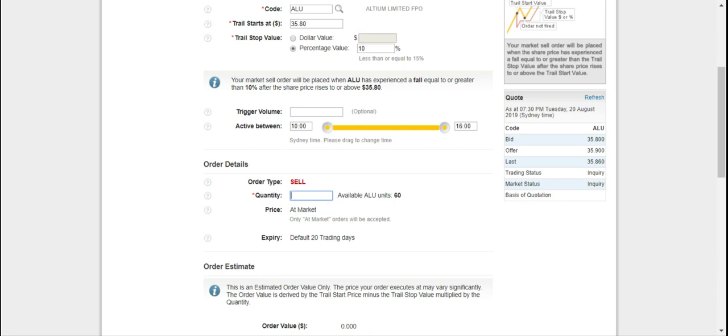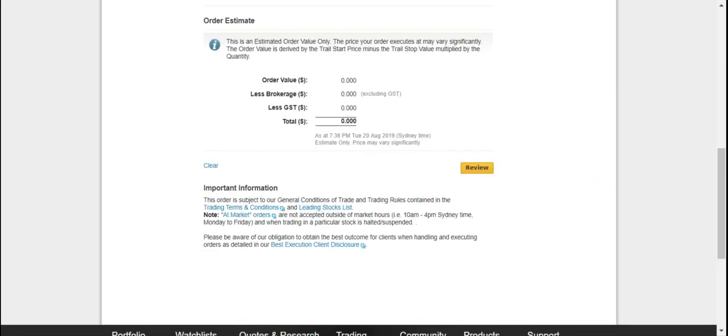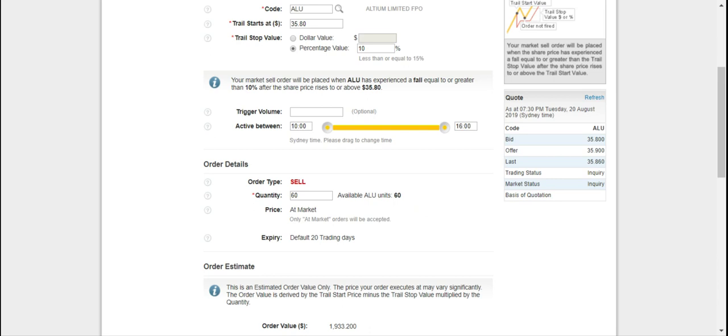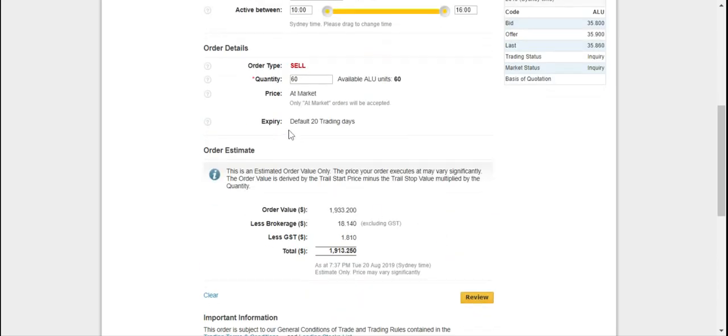Just keep it simple. So in here, I want to set how many, and I always put the full amount. But you might choose to do 30 at a particular amount, and another 30 at a different amount. So it just sits there. You can see that it expires. Default expiry is 20 days.